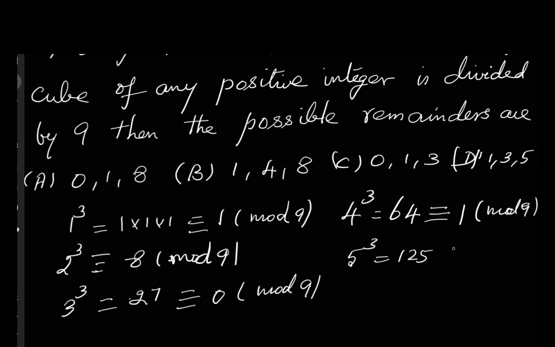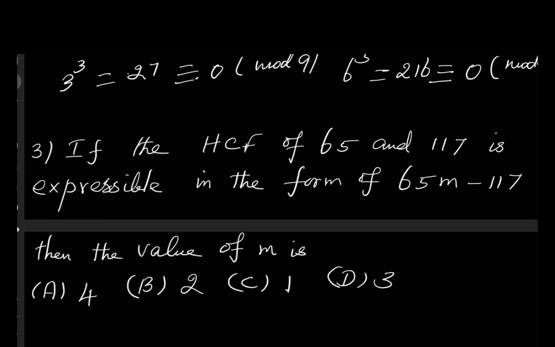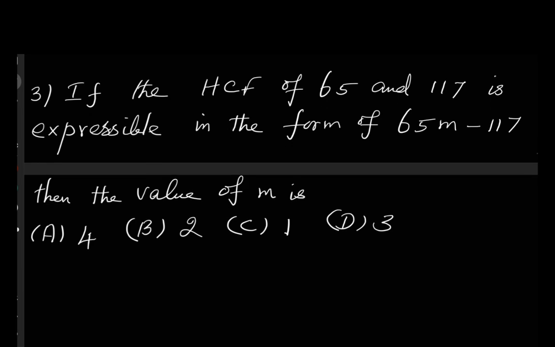Then 5 cube. This is 125. If I divide this by 9, I am getting the remainder 8. Take 6 cube also. 6 cube is 216. If I divide by 9, this is congruent to 0 mod 9. See, look at the remainders. They are asking for the remainders. Look at the remainders. 1, 8, 0 only repeating. So see, the option A. Option A.